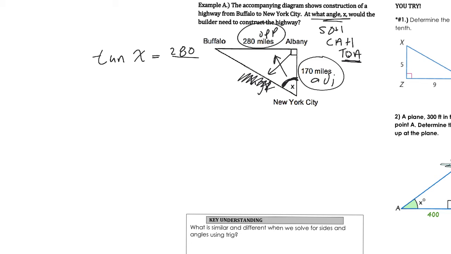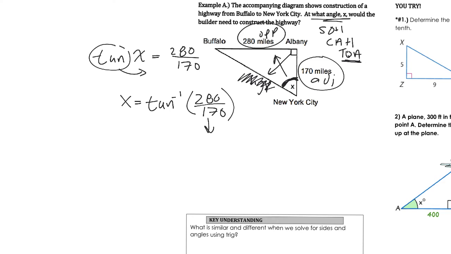Tangent of x equals opposite over adjacent, 280 over 170. Now I want to solve for x, or that angle, so I've got to move the tangent over. And to do that, I use the inverse. So inverse tangent, or tan -1, of 280 over 170. So if you have a calculator, you could make this part a decimal first and get 1.647.